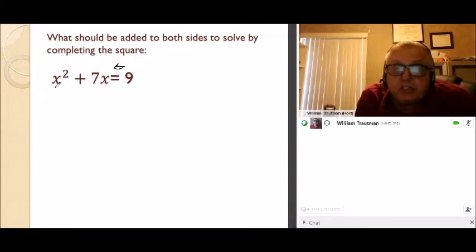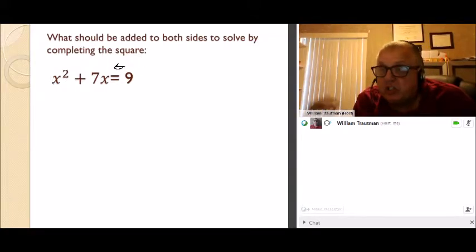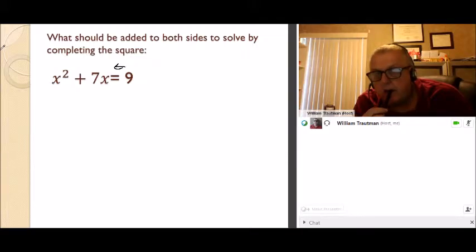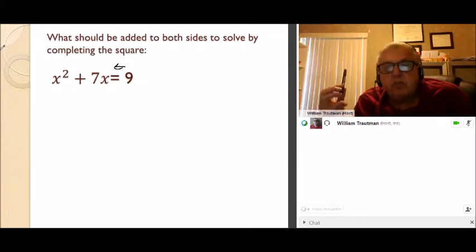Get the 9 to the other side. A would be 1, B would be 7, and C would be negative 9. That's what I would do if they asked me to solve this on a test or the homework, okay? Even though they said complete the square, that's what I would do. So for the quiz, I'm just going to show you how to do the part for the quiz.